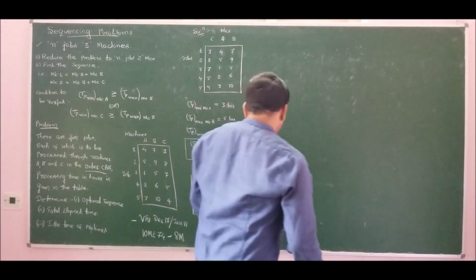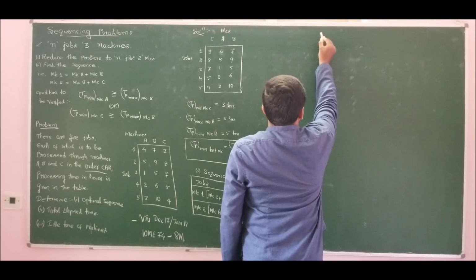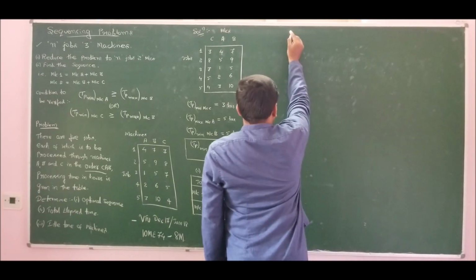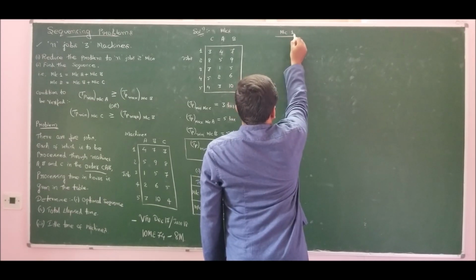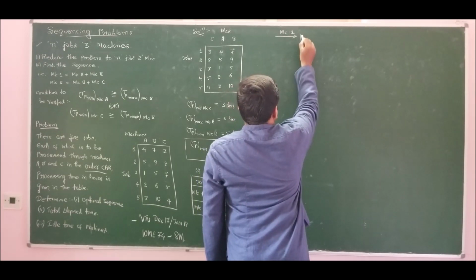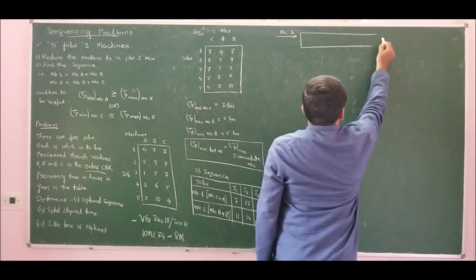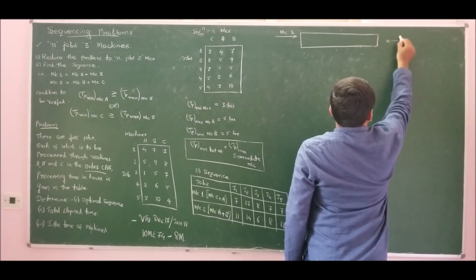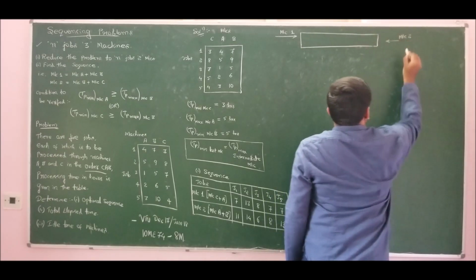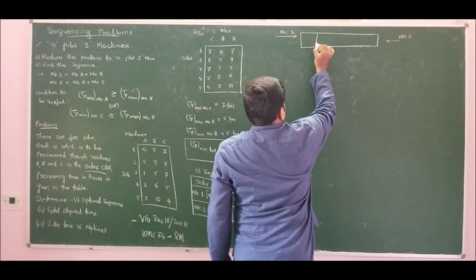So to find the optimal sequence, I should have 5 boxes because we have 5 jobs. So let us have machine 1, five boxes. On this side we have machine 2.